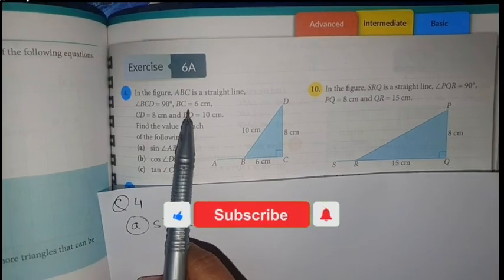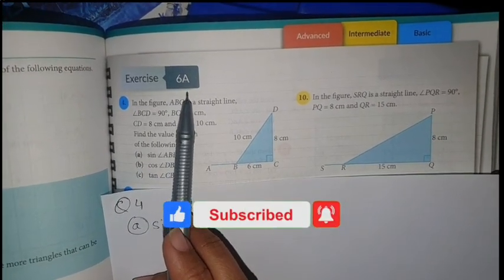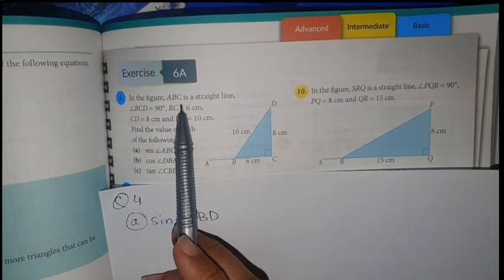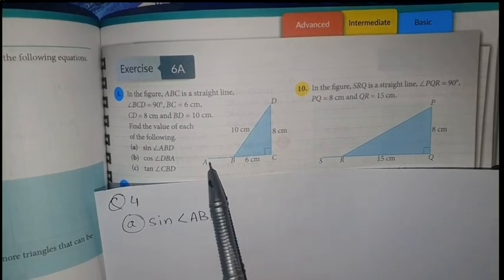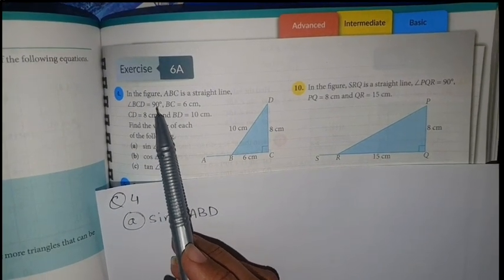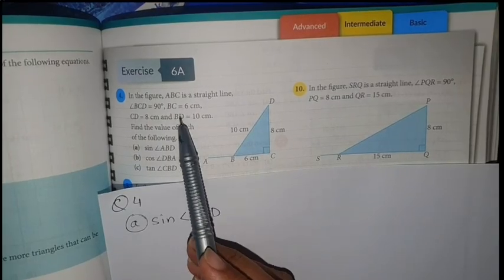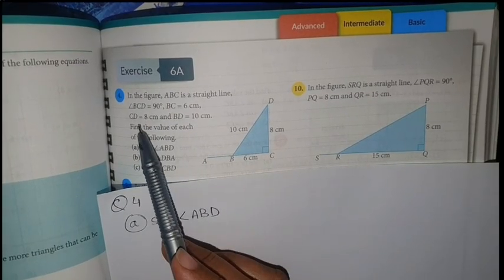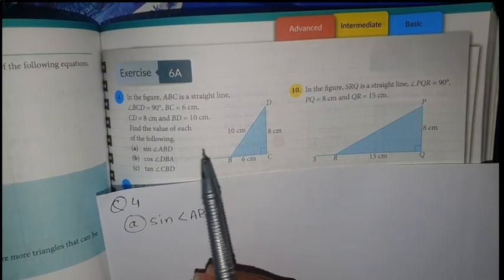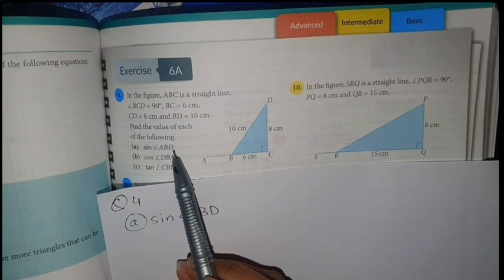Dear students, this is question number 4. It's exercise 6A, chapter 6, further trigonometry, book 4, 8th edition. In the figure, ABC is a straight line. Angle BCD is 90 degrees. BC is 6 centimeters, CD is 8 centimeters and BD is 10 centimeters. Find the value of each of the following: sine angle ABD.